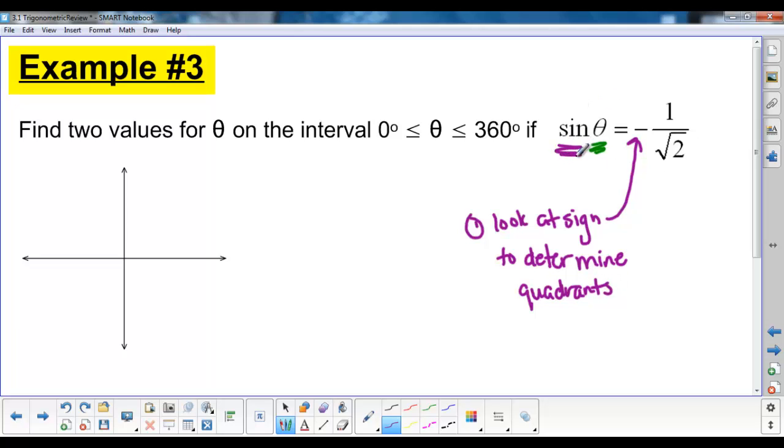Okay, so a sine ratio that is negative, let's recall our CAST rule. So C-A-S-T. Well, sine is going to be negative in the tan quadrant and in the cos quadrant. So what I'm going to do is draw two lines, one in the tan and one in the cos quadrant. Now the second thing that we're going to do is look at the ratio to determine our side length. So we've created two right triangles here.